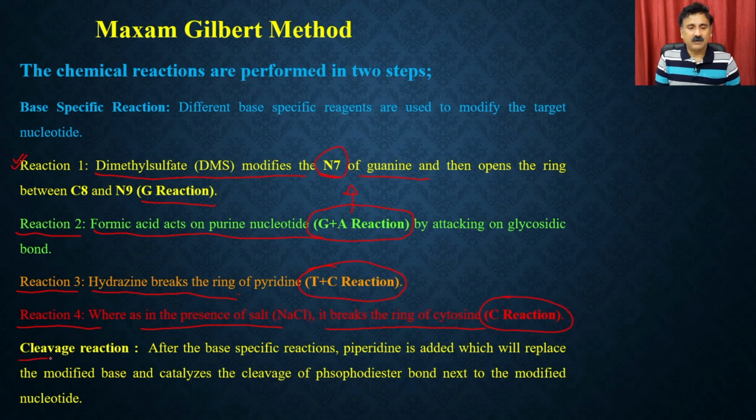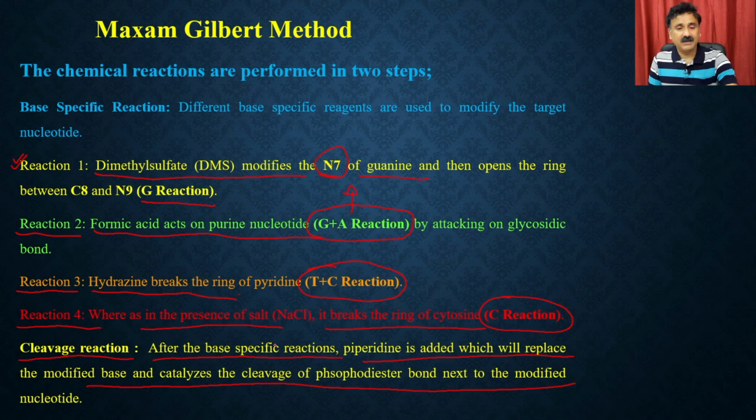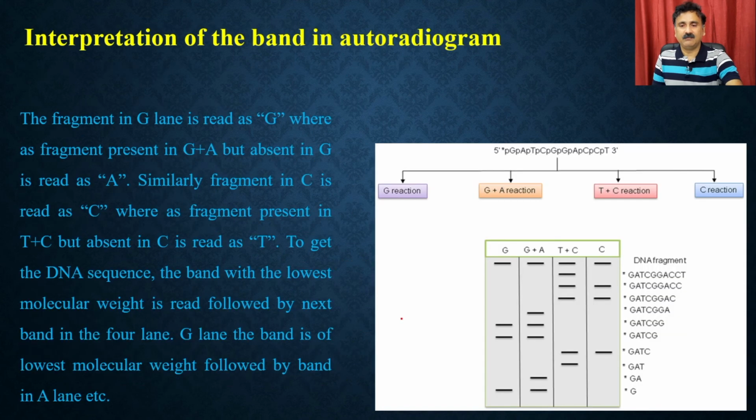After that, you have to do the cleavage reactions. After the base-specific reactions, piperidine is added, which will replace the modified bases and catalyze the cleavage of the phosphodiester bond next to the modified bases, and that's how it is going to give you the fragments. So fragments which contain the G reaction, the G plus A reaction, the T plus C reaction, and the C reaction. If you analyze them on a high resolution polyacrylamide gel, the pattern will look like this. So you're going to have the G reaction, G plus A reaction, T plus C reaction, and C reaction.